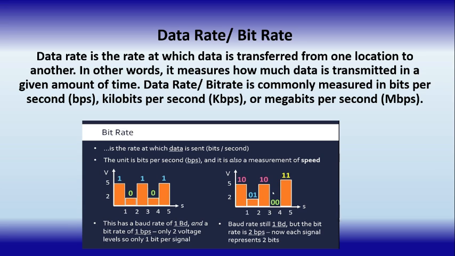Now the third one is bit rate. Bit rate or data rate is the rate at which data is transferred from one location to another. In other words, it measures how much data is transmitted in a given amount of time. Data rate or bit rate is commonly measured in bits per second (bps), kilobits per second (kbps), or megabits per second (mbps). For example, an internet service provider usually starts with a speed of 1 mbps.